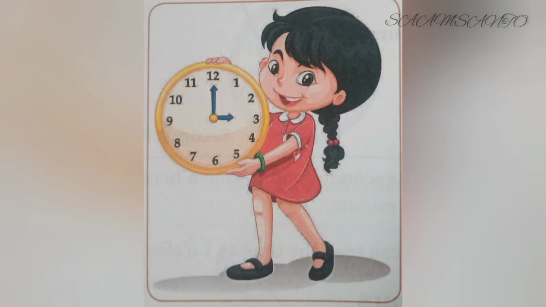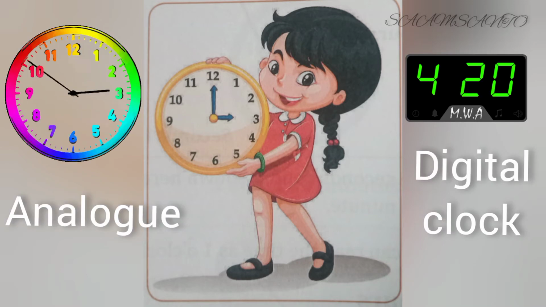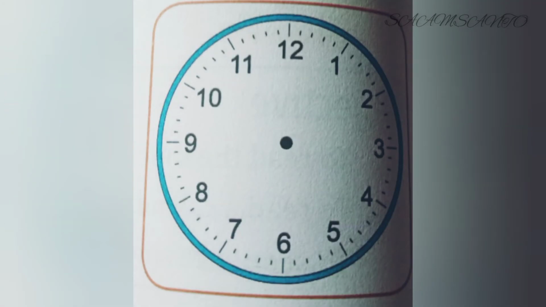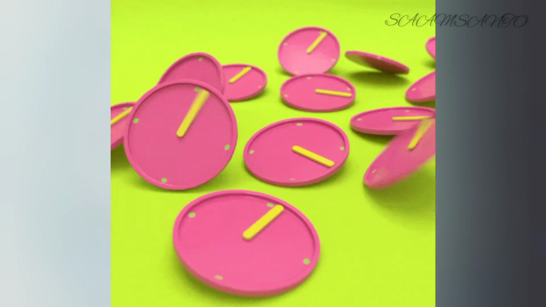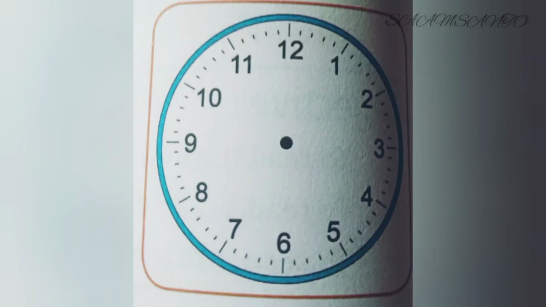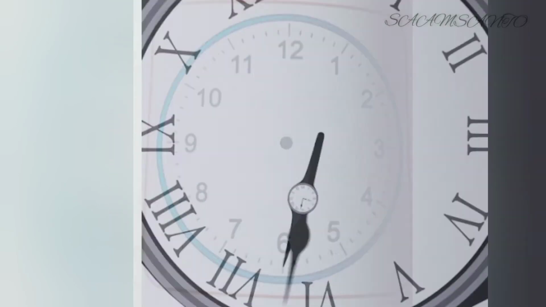There are two types of clock, analog and digital clock. Let's now learn about analog clocks and how to read the time. A clock face is a round object with numbers starting from 1 to 12. It has hands which point to the numbers to tell you the time.